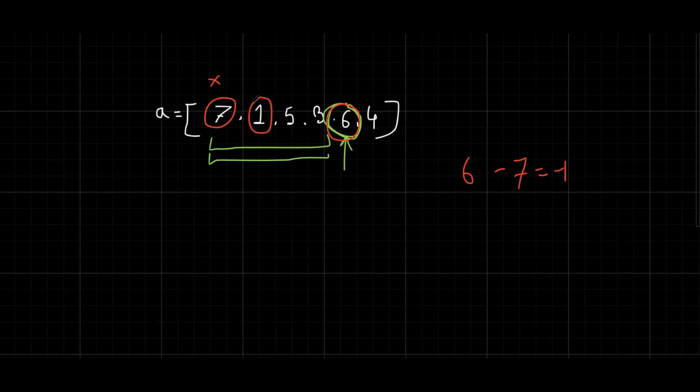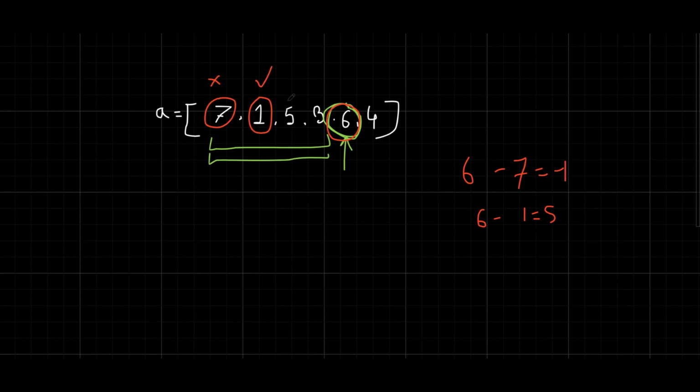Here, if we buy the stock on the second day, the buying price will be 1 and the selling price will be 6. So here we will get a profit of 5. Now, this is one possible way.